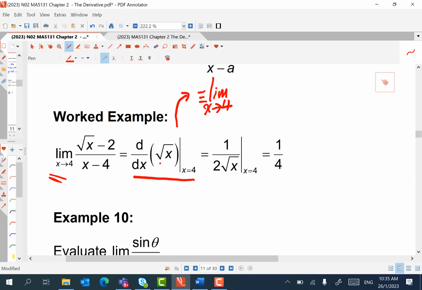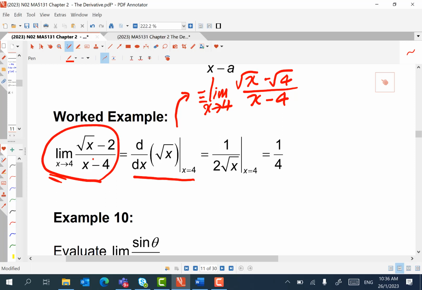Because you are differentiating root x right now. So what happens is you'll have root x minus 2 over x minus 4, and you realize that this expression is exactly the very thing that you want to find from the start. Because of this, we capitalize on this fact and work out the limit of this function using the derivative of root x, evaluating the derivative at x equals 4, and we get a quarter.